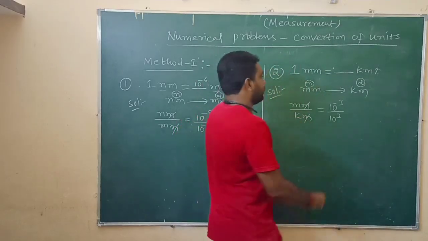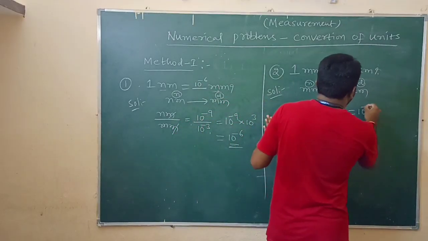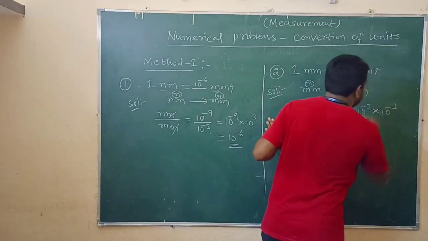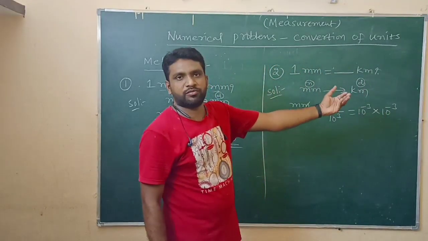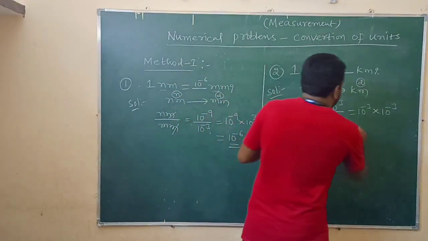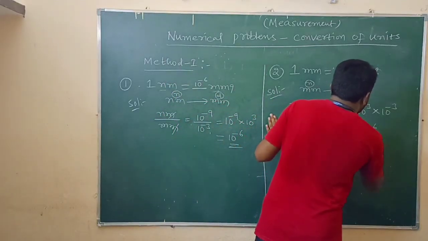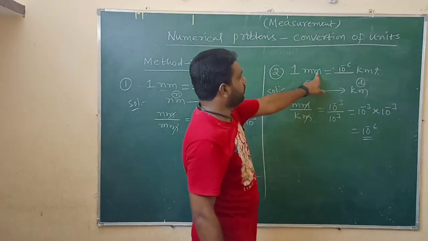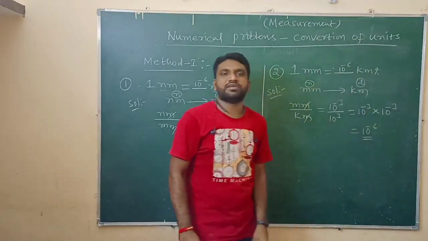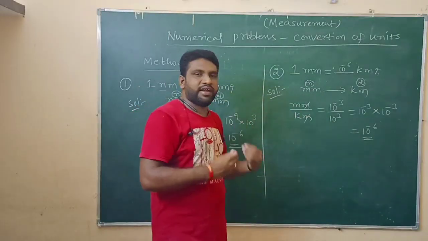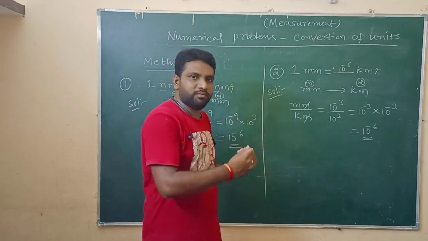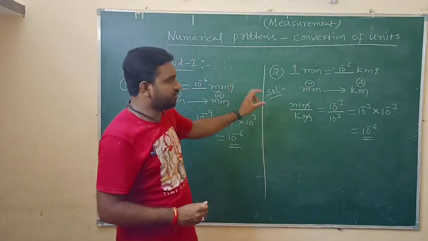After the simplification, 10 to the power of minus 3 going to the other side, plus 3 becomes minus 3. Add the powers: minus 3, minus 3, how much? Minus 6. So again we are getting the same answer as the previous one. 1 millimeter equals 10 to the power of minus 6 kilometers. In this way, we can find any answer. We can convert any multiple to any submultiple, or to any multiple. This is only method 1.